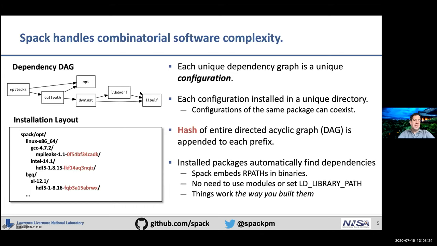It's a Merkle DAG. Basically, we hash these things, and each one of these packages that we install gets a unique directory where we install those things. We manage the dependencies by embedding RPATHs into binaries. So if you were to run the MPILeaks tool out of here, it would know where the libraries for all these other things are, because we embedded that in the executable and in the libraries. And that basically enables you to have lots and lots of different versions that can coexist with each other, because each one knows which specific directory in here its dependencies correspond to.